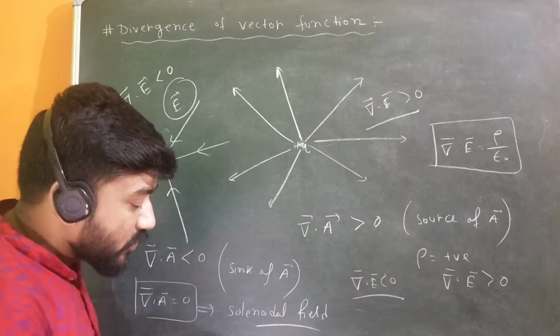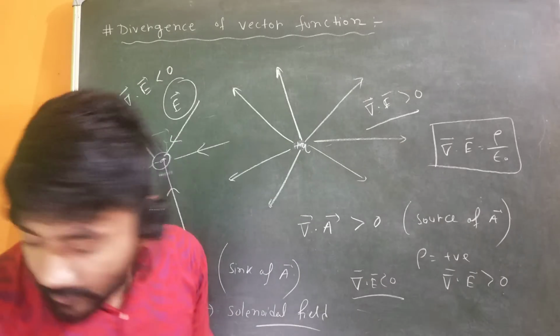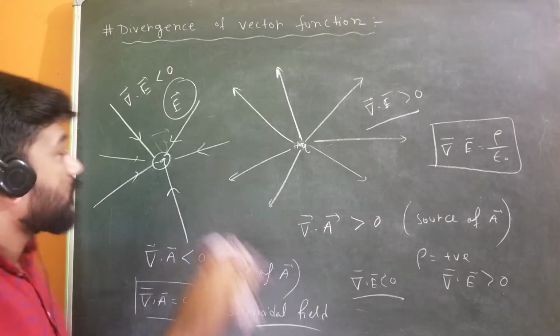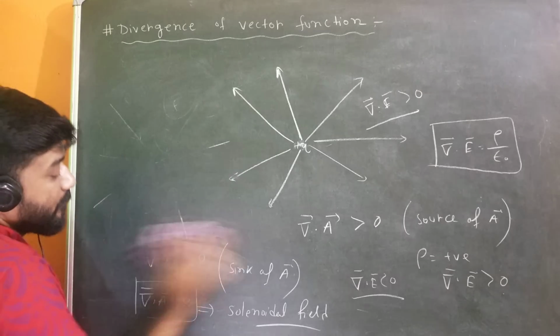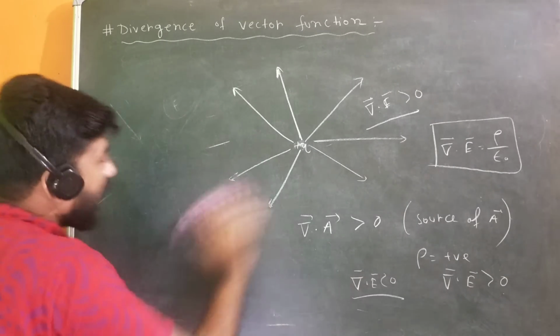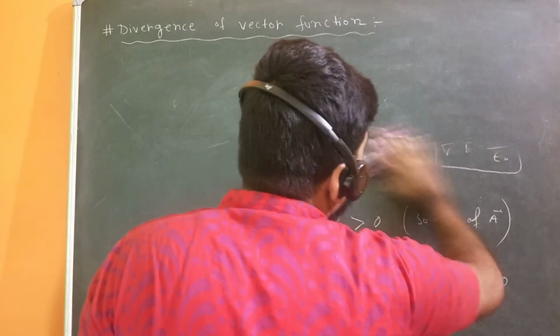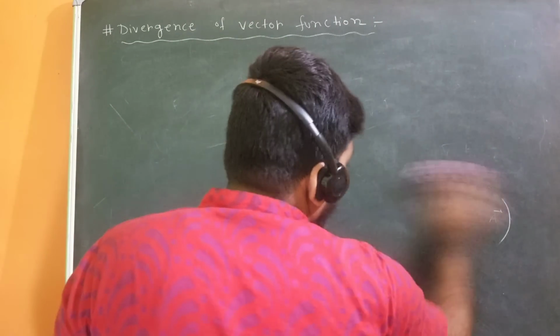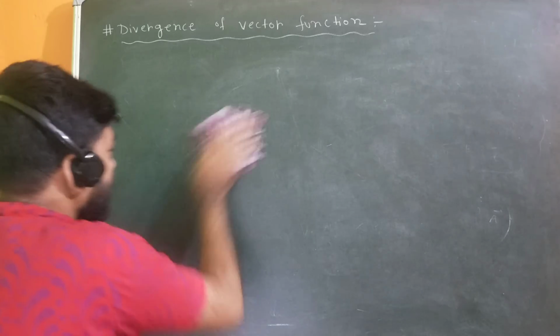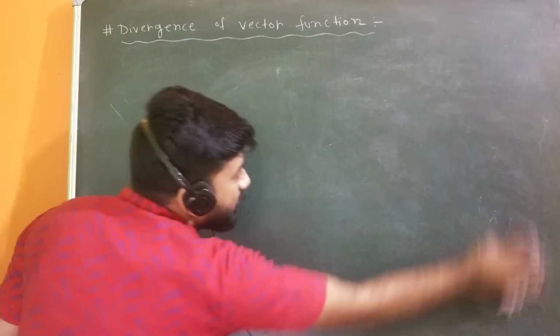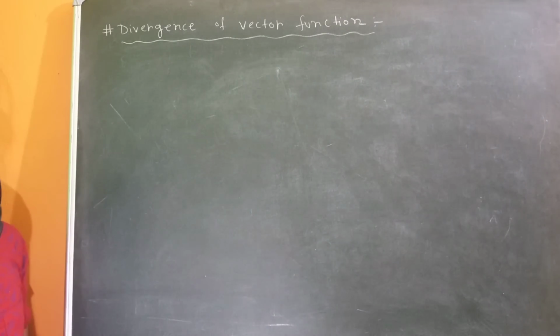So now let me solve an example so that you can understand the operation also. Okay, so how can you really solve problems involving divergence? I am giving you a simple example. You need to practice more and more problems, but here, for understanding the operation, I am giving you an example.